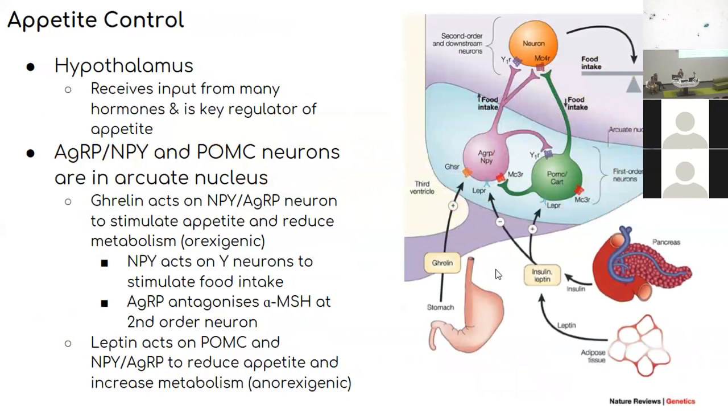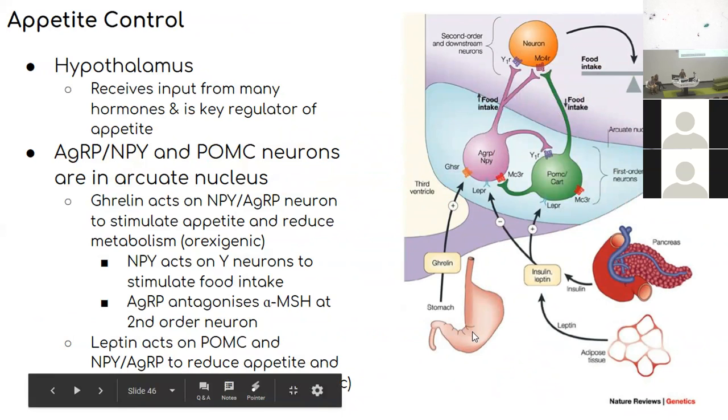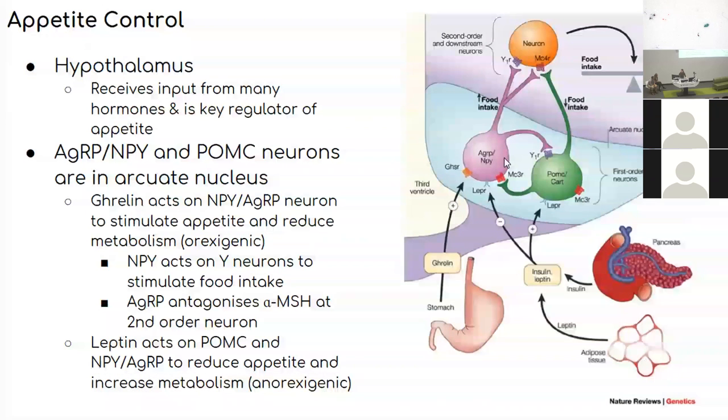Appetite control, this is a really good picture, and there's always a question on this. So the hypothalamus is your regulator of your appetite control. You've got these funkily named agouti-related peptide, neuropeptide Y, and POMC CART neurons. So what happens is the stomach, when it's hungry, it will be growling, so it will be releasing ghrelin, and ghrelin will go up and it will act on our agouti-related peptide, neuropeptide Y neurons, to send a signal further up and try and lead to an orexigenic signal.